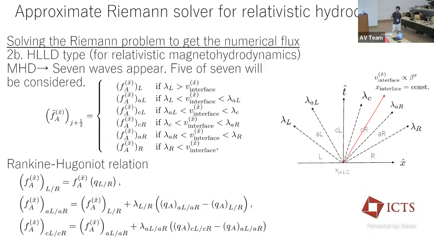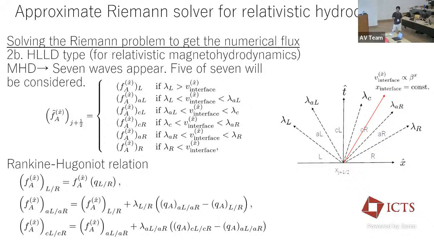If you take into account the wave tracking effect, there are 5 cases for the numerical flux. That means the left state case, the left of the Alfvén wave case, the state between the left Alfvén wave and the contact discontinuity, the right state between the contact discontinuity and the right Alfvén wave, the right state between the right propagating Alfvén wave and the right propagating fast wave, and the final is the right state, right? There are 5 cases.